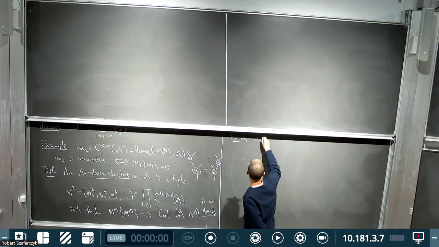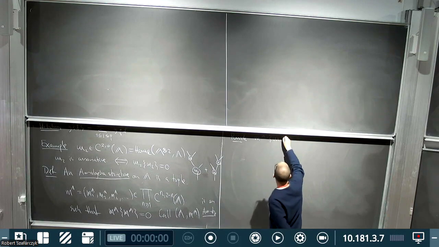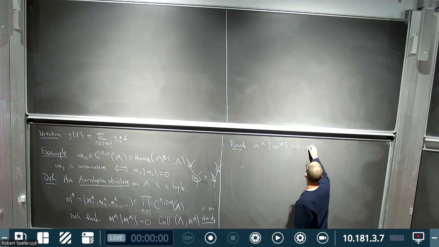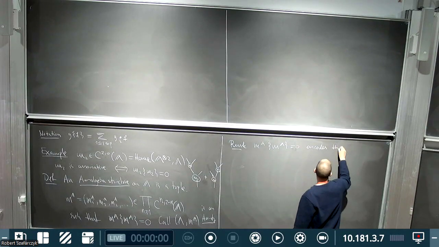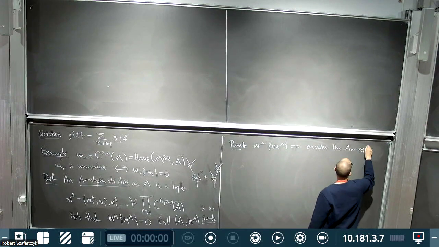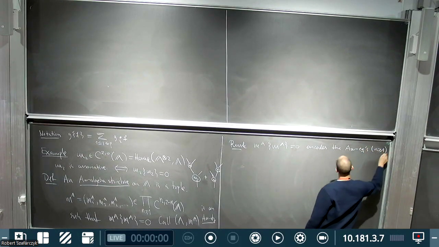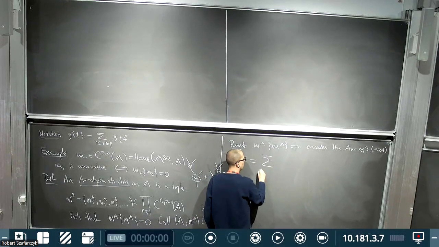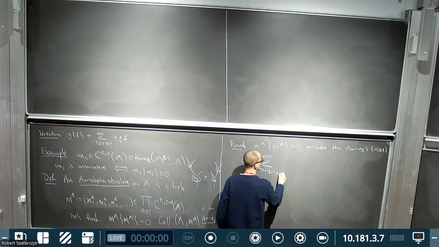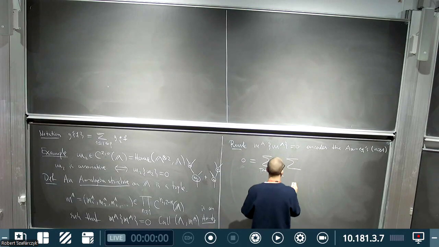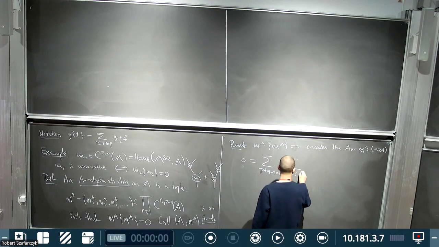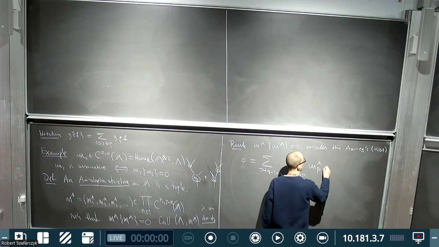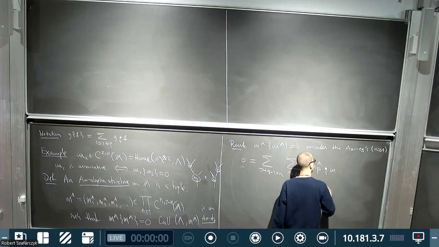This equation encodes the A-infinity equations for all n bigger than or equal to 1. Zero equals, I put down 0 on the other side, the sum over p plus q minus 1 equals n. You sum over all i between 1 and p, of m_p composed in position i with m_q.